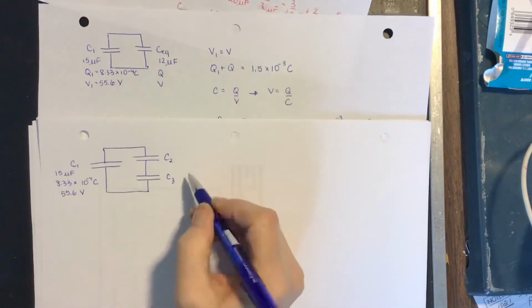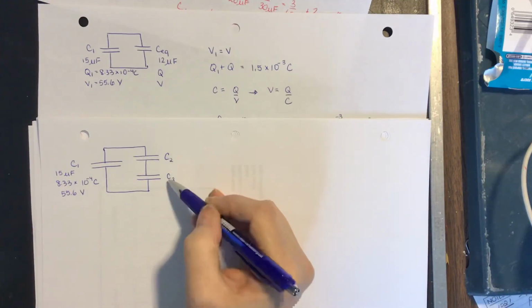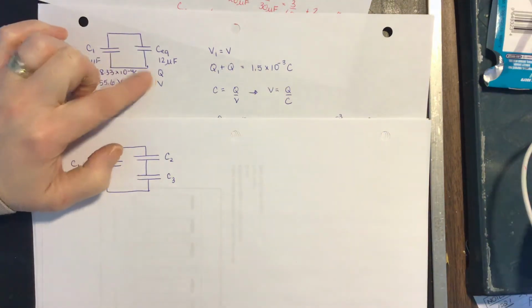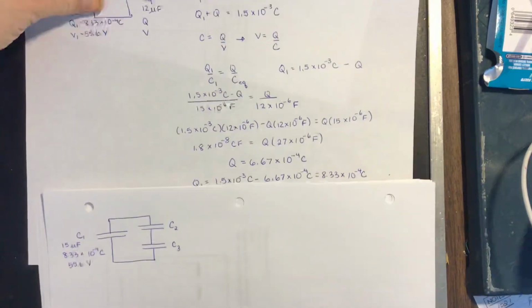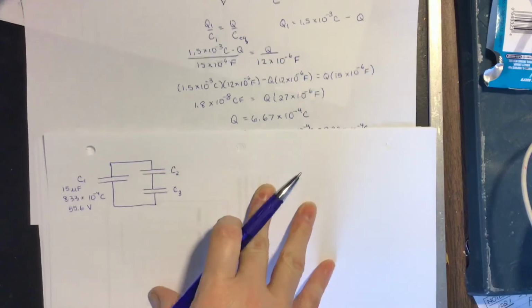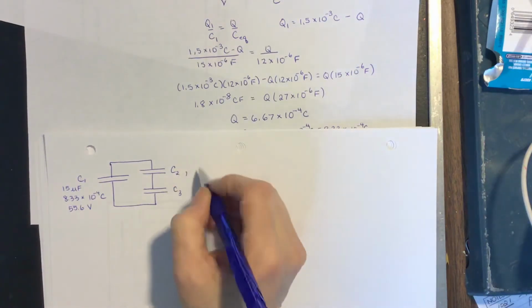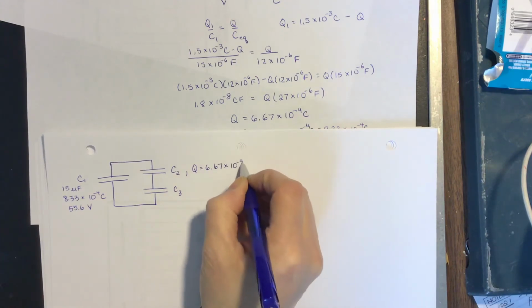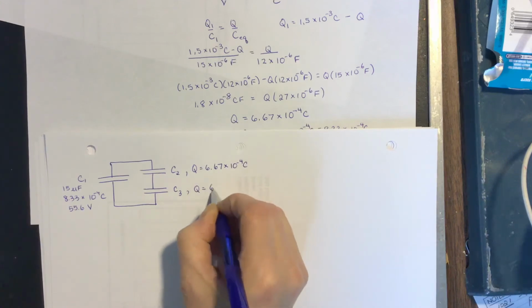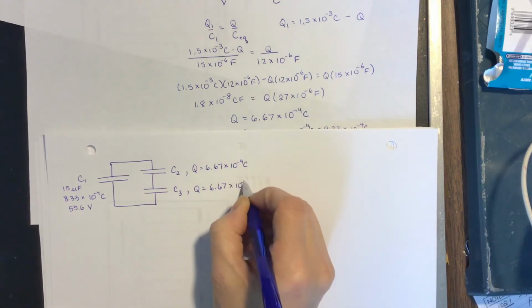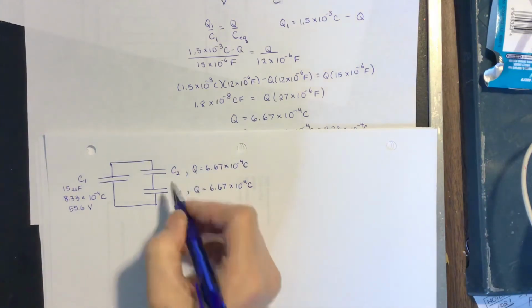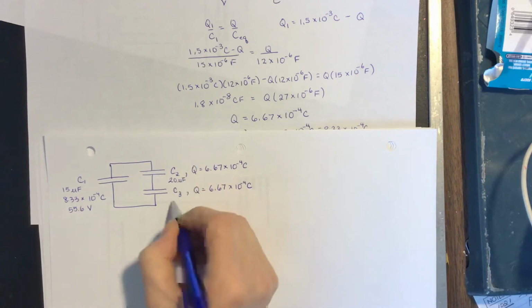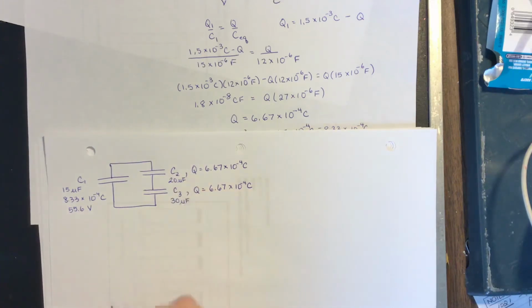Here's C2 and C3. So the first thing we know is that these are connected in series. This is our series equivalent. Because all of these are series, they all have the same charge, and we already found that charge. So we know the charge on C2 and C3. Next, if we know the capacitance, and C2 is equal to 20 microfarads, and C3 is 30 microfarads, we can find the potentials.